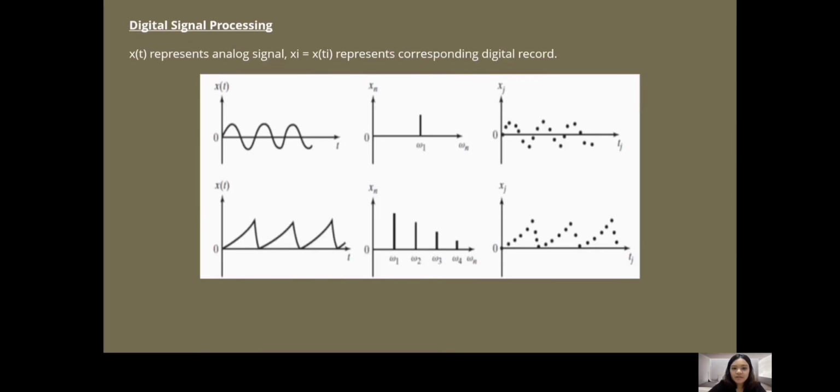As we can also see in this graph, this is the digital signal processing. In this digital signal processing, x(t) represents the analog data and x(n) represents the corresponding digital record.